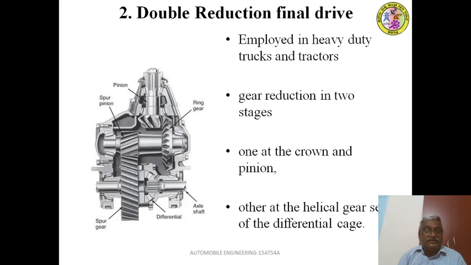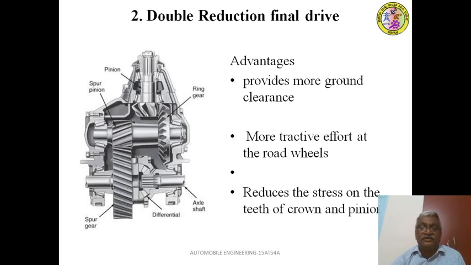That's why in tractors we are using double reduction final drive, one reduction at the crown and pinion, and another one with a set of gears. So that's why we are getting a large gear reduction and more torque. Here I explained the advantages of the double reduction final drive. It provides more ground clearance and more tractive effort at the road wheels, and it reduces the stress on the teeth of crown and pinion.